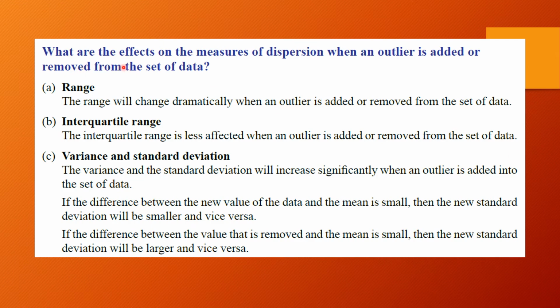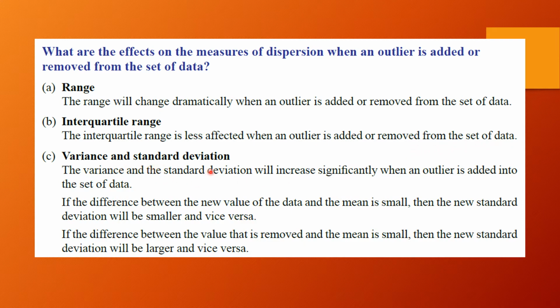So what are the effects on the measures of dispersion when an outlier is added or removed from the set of data? Range. The range will be changed dramatically when an outlier is added or removed from the set of data. Interquartile range. The interquartile range is less affected when an outlier is added or removed from the set of data.